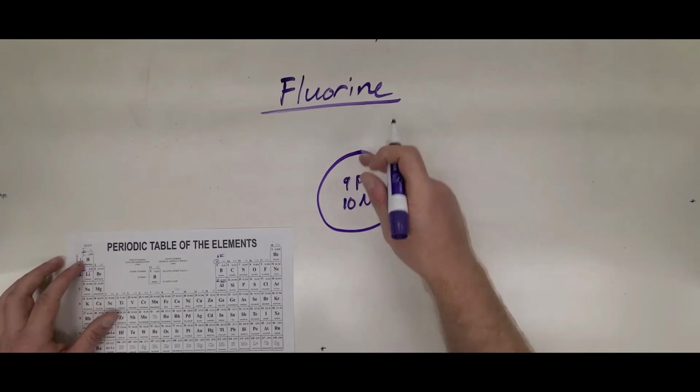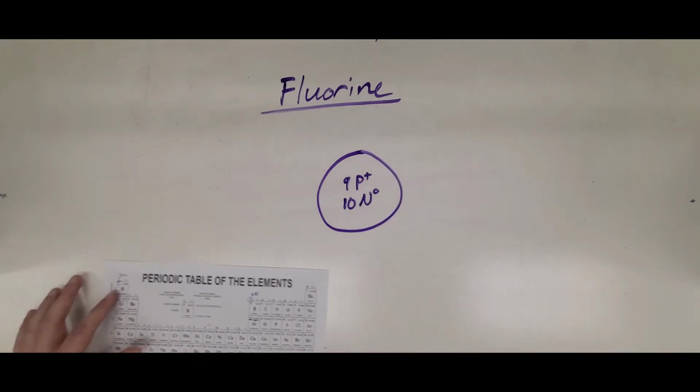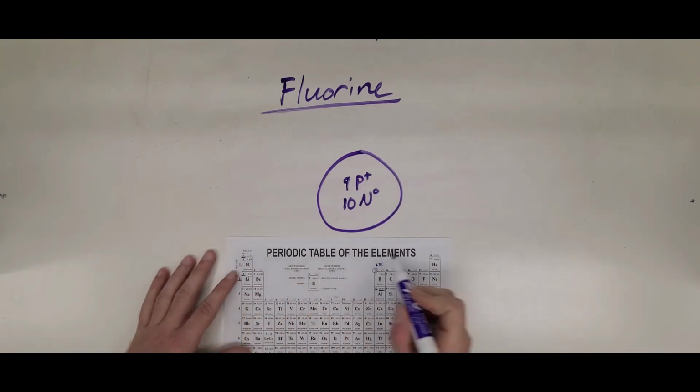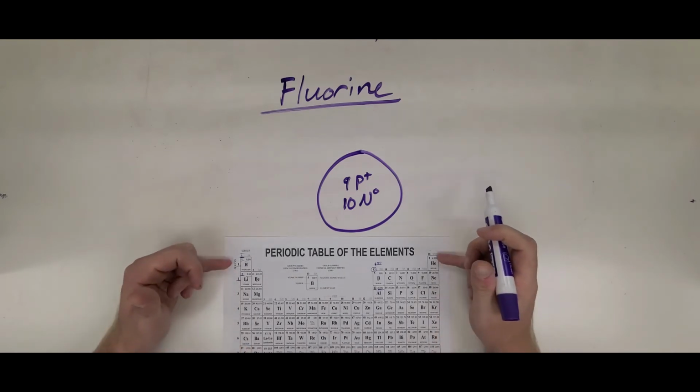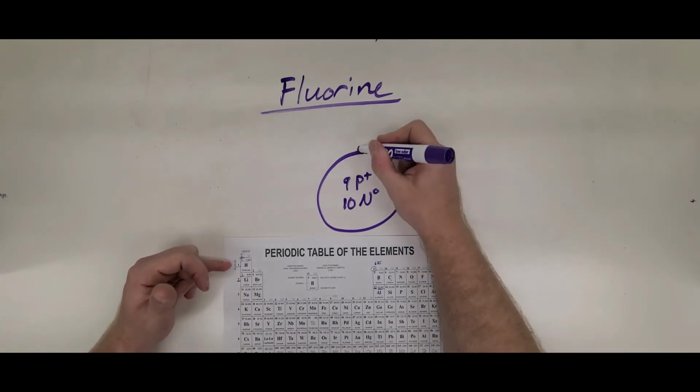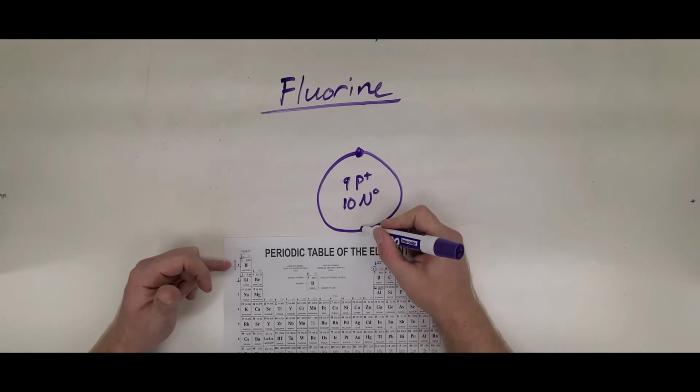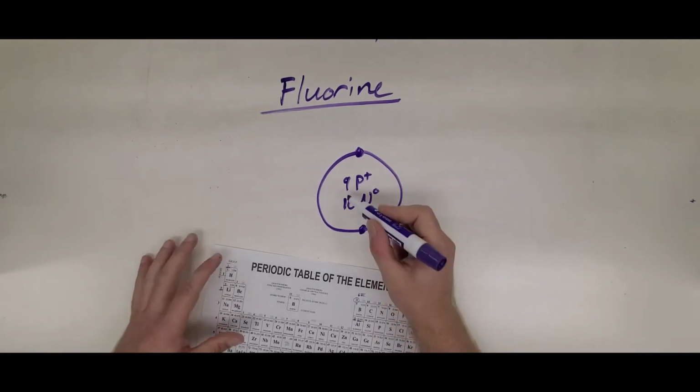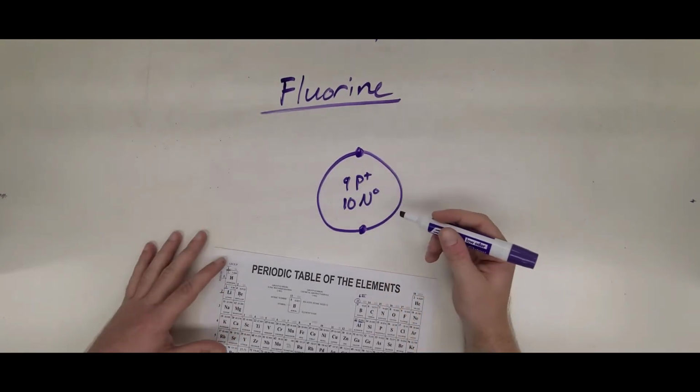How do we know how many electrons go into that first level? Well, we just take a look at the periodic table. There are 1, 2 elements in that first row. So in that first energy level, only 2 electrons are going to go there. Now, because this has 9 protons, it means it's also going to have 9 electrons in it.